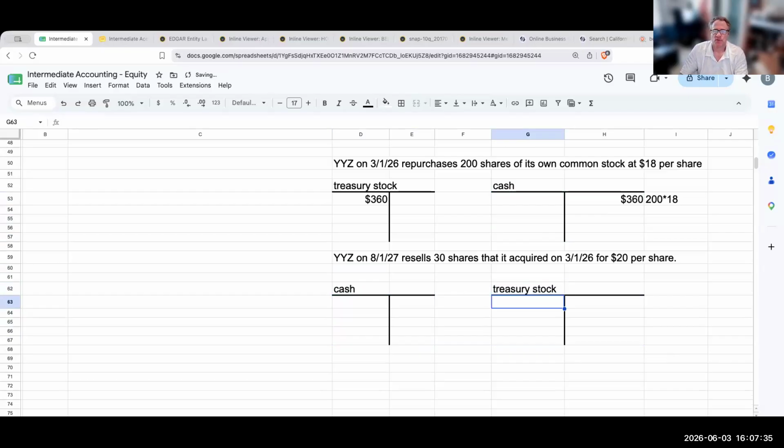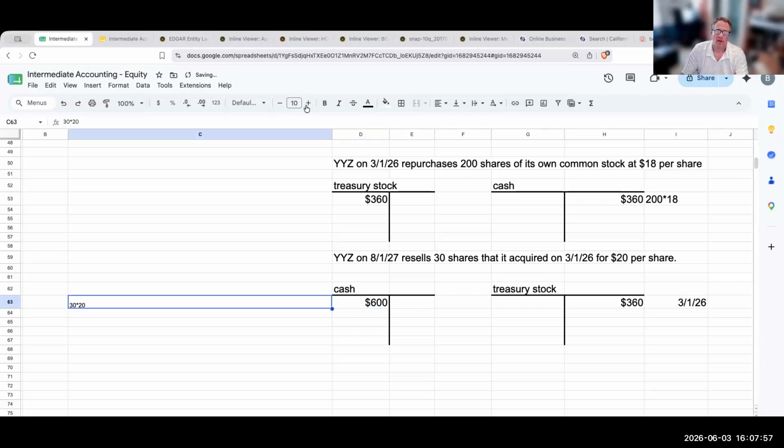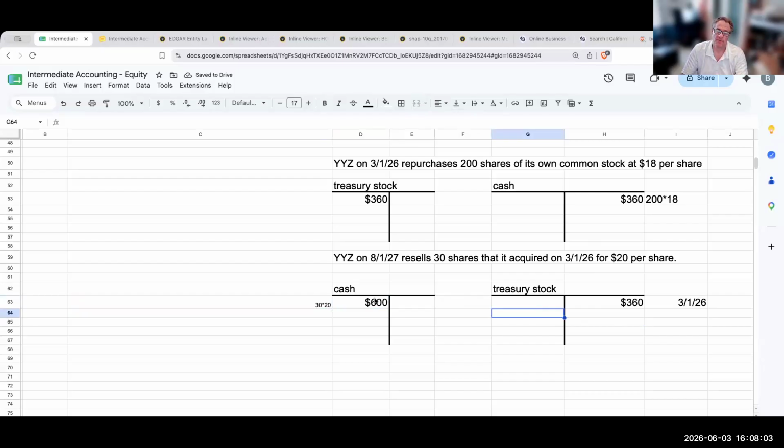You have to go through and basically tell everybody, hey, this is what I'm going through and doing. So our treasury stock had a balance of 360 on 3/1/26 or 12/31/26. And over here, I'm reselling 30 of those shares. So how do I do this transaction? Well, I'm going to be debiting cash for 30 times 20. And at the same time, I'm going to credit treasury. Sorry, treasury stock has a debit balance, Ben. Good job.